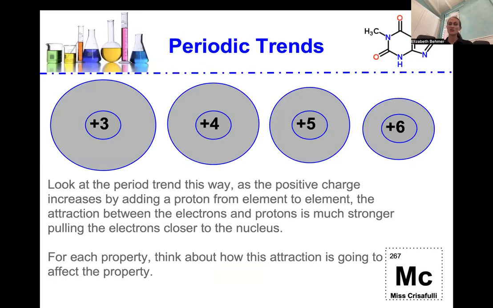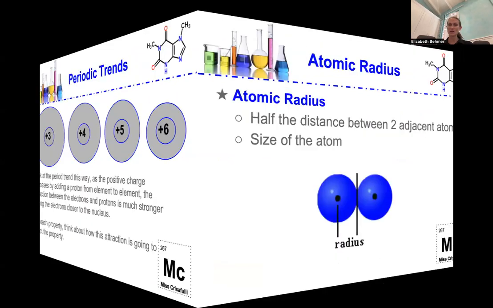So look at the period trend in this way. As the positive charge increases by adding a proton from element to element, the attraction between the electrons and the protons is much stronger, pulling the electrons closer to the nucleus. And for each property, think about how this attraction is going to affect the property.